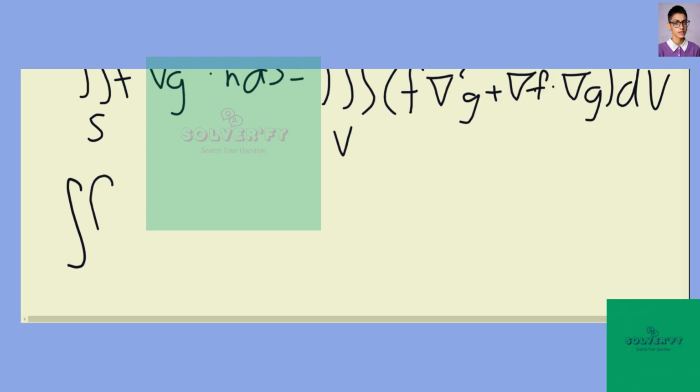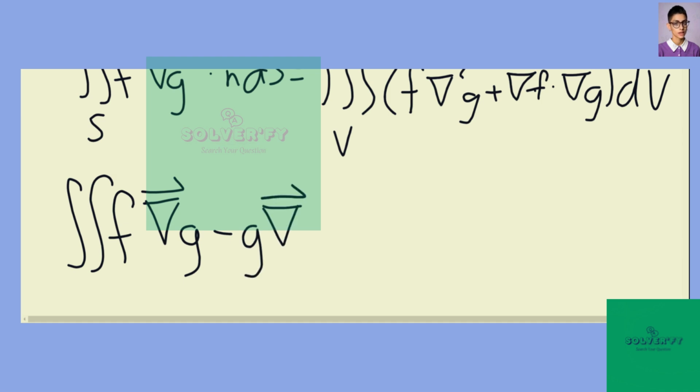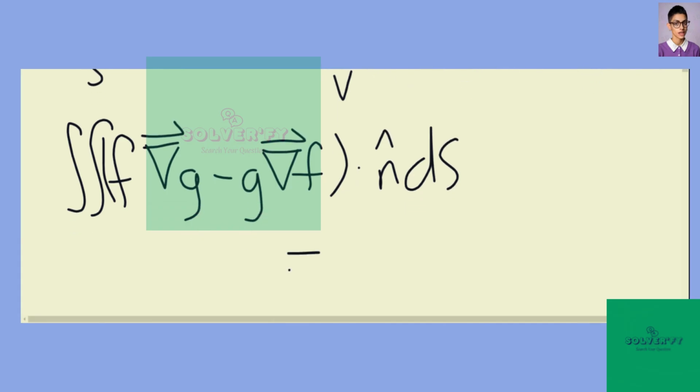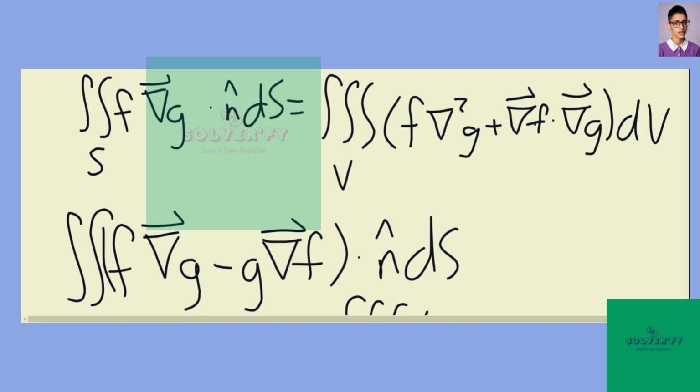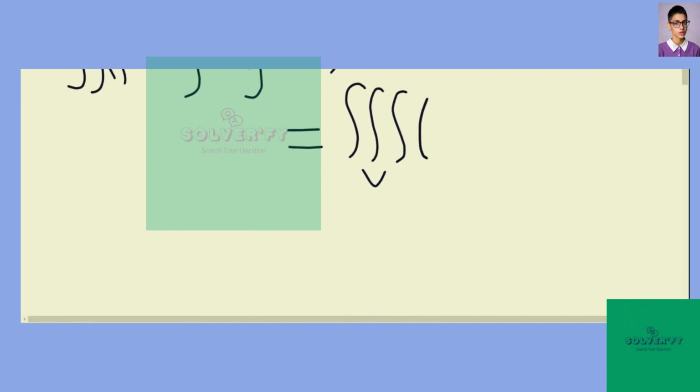to prove that the surface integral of (f gradient g minus g gradient f), and then this whole quantity dotted into n hat dS, is equal to the triple volume integral of f Laplacian of g minus g Laplacian of f.